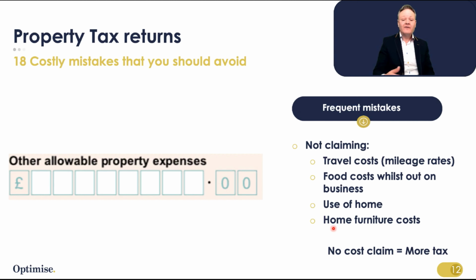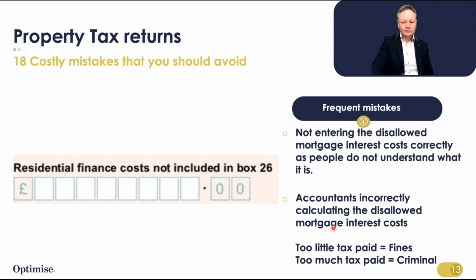Use of home, furniture costs, and I put home furniture costs. What I mean by that is office home furniture, not the kind of furniture you have. Oh, can I claim my 72-inch screen TV? The answer would be no. I'm afraid no. But the furniture that you use in your home for business purposes, you can indeed claim that. So again, no cost claim equals more tax.